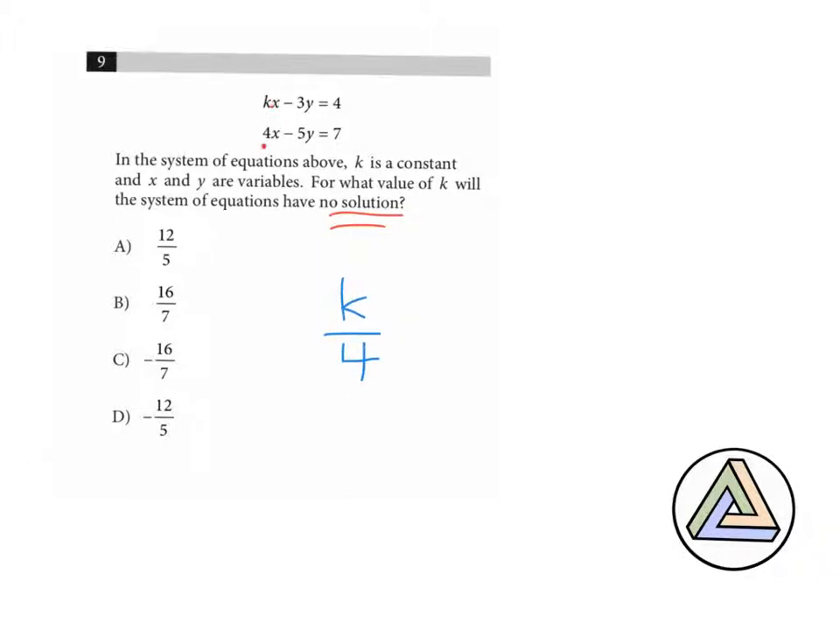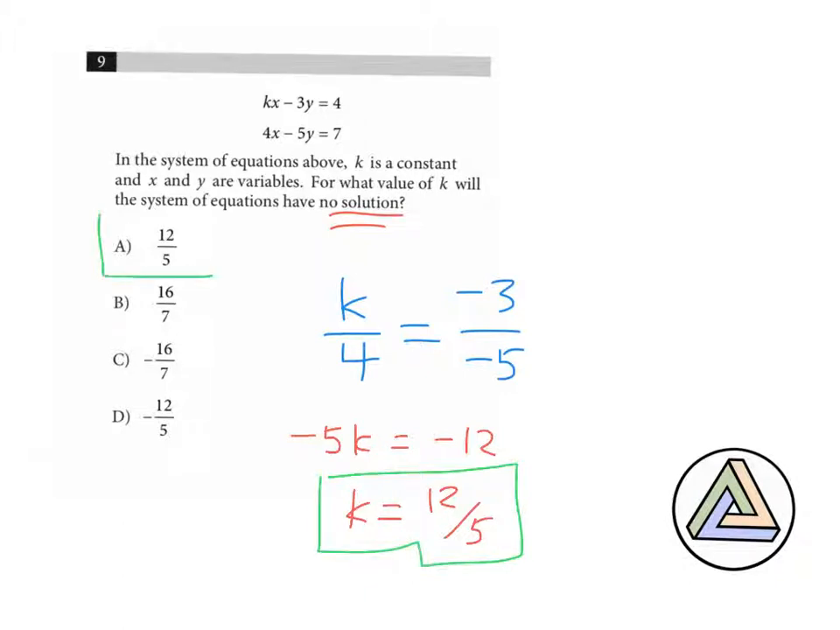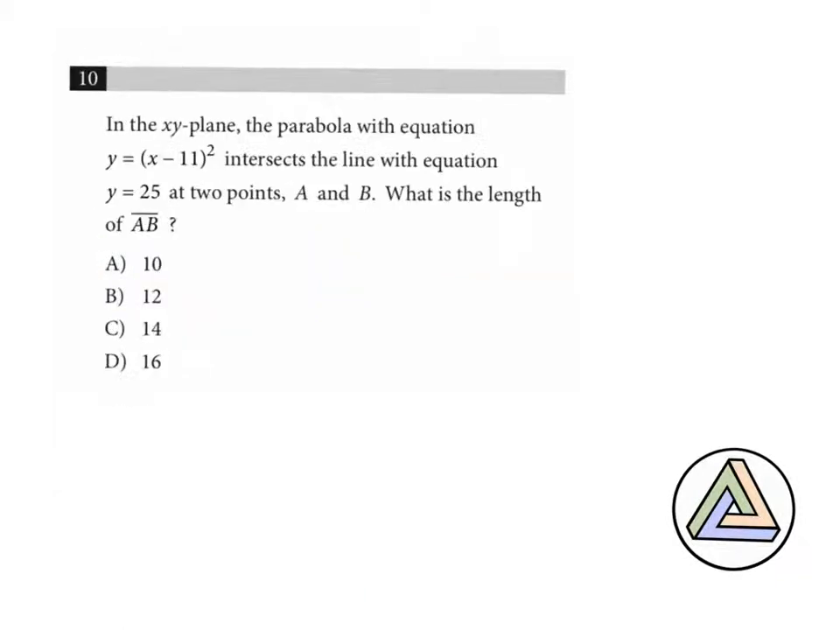See, it's like k over 4, and you can set that equal to a fraction made out of the coefficients of the y terms. So we have negative 3 over negative 5, and now we can literally just solve for k. Obviously, we'd be cross-multiplying, and that would give us negative 5k equals negative 12. Dividing both sides by negative 5 would give me 12 over 5, because the negatives would cancel. And that is the answer to that one.